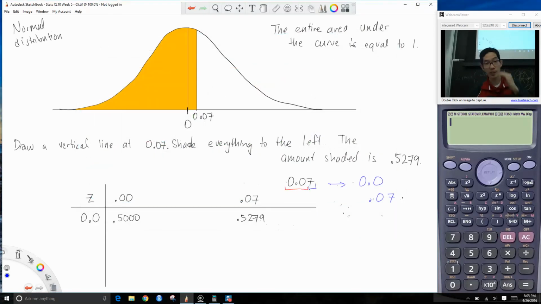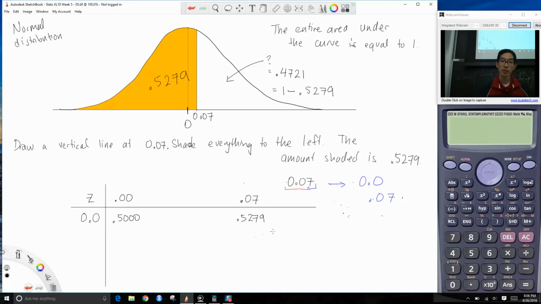All right, so if this area over here is 0.5279, how much is over on this side? Okay, so what is that number? 0.4721. Yes, 0.4721. So this area is 0.4721, and I got that by doing 1 minus 0.5279. Okay, is that all right?